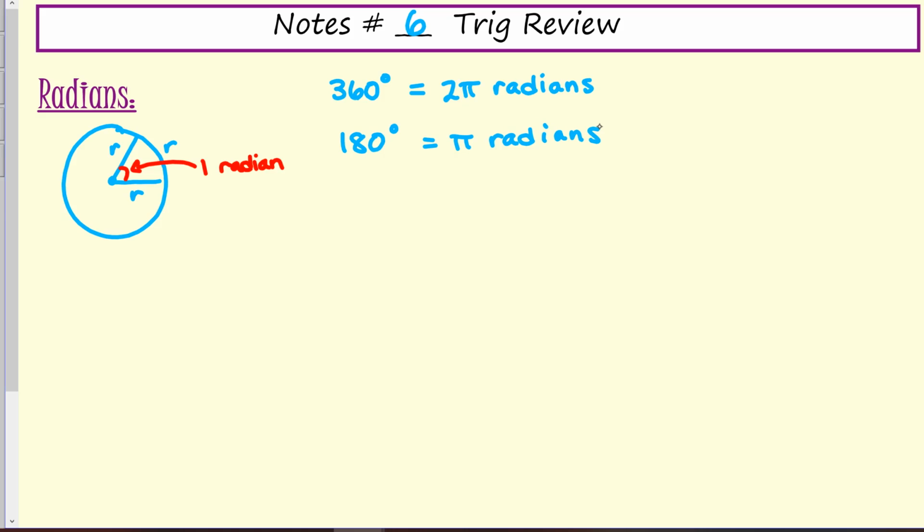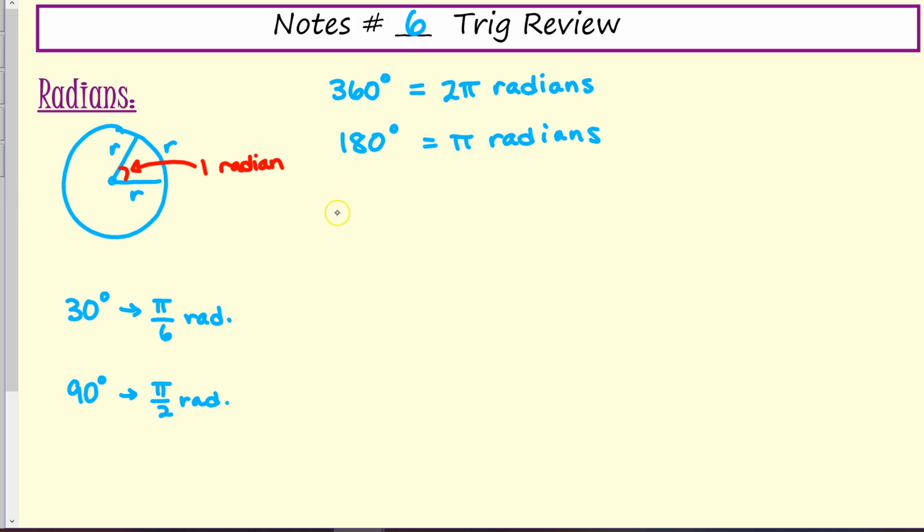So if you had 30 degrees, that is 1/6 of 180. So 1/6 of pi is pi over 6 radians. If you had 90 degrees, that is 1/2 of 180. So 1/2 of pi is pi over 2 radians. So typically I like to think about it in terms of fractions. What fraction of 180 degrees do I have?